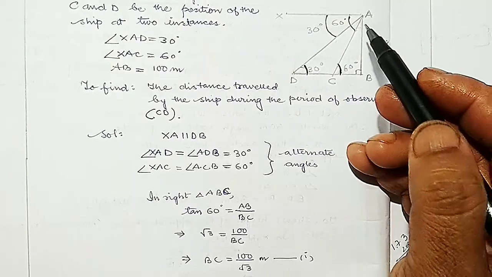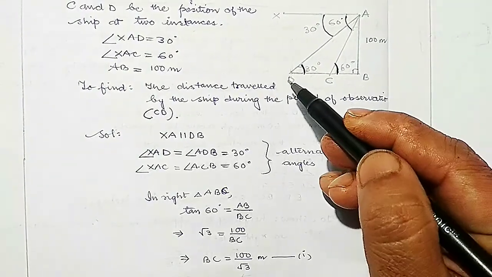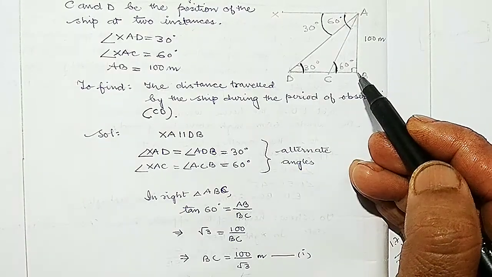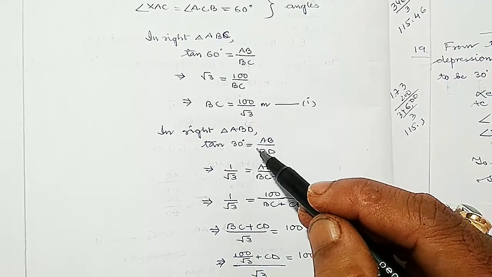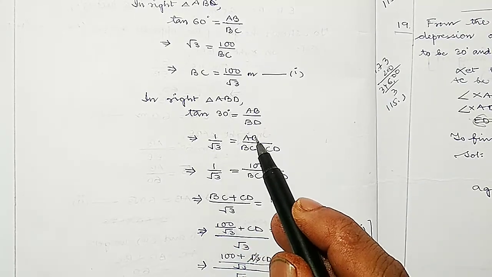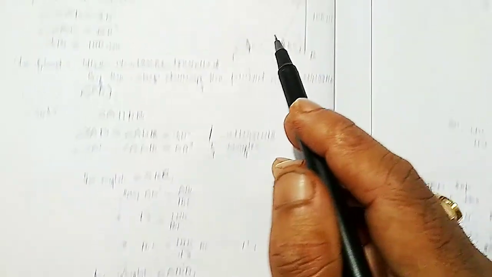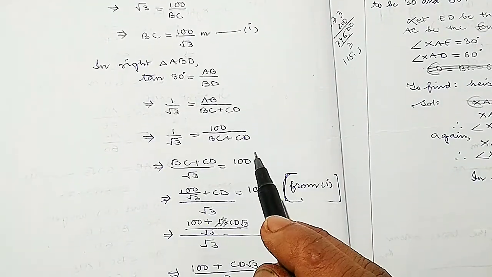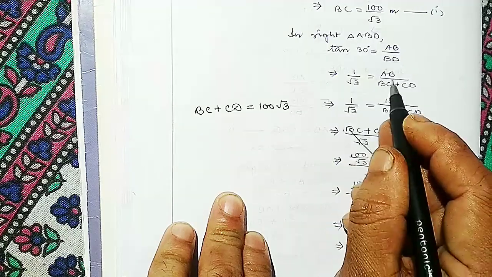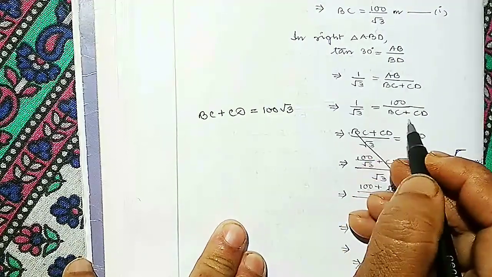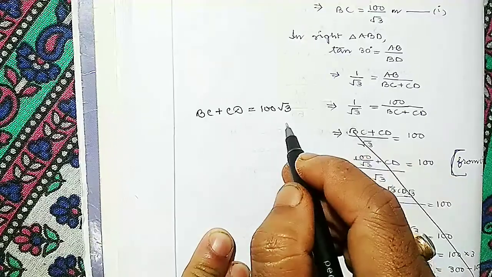Now in the bigger triangle, that is ABD, tan 30 will be AB by BD. So here tan 30 will be AB by BD. Tan 30 is 1 by root 3 equals to AB. And what is BD? BD equals to BC plus CD. So we have written BC plus CD. Now here 1 by root 3 equals to AB is given as 100, BC plus CD. If I cross multiply, I am going to get BC plus CD equals to 100 root 3.